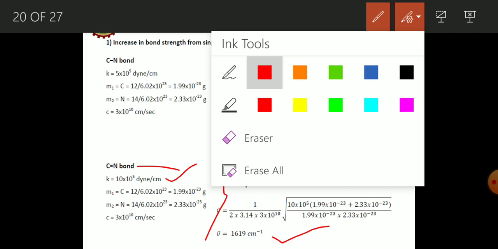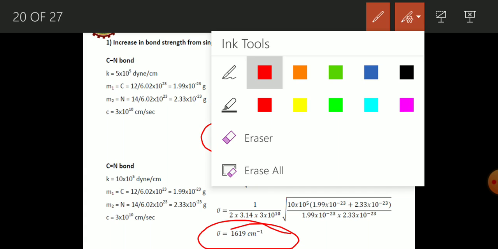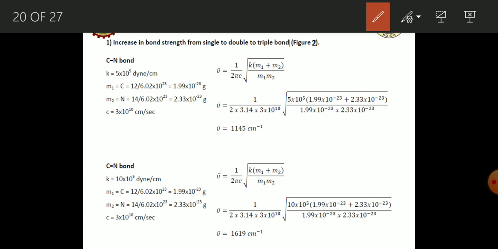Okay. Next, when we increase the bond between C and N, that means single bond to double bond, the vibrational frequency increases from 1145 to 1690. Yes?